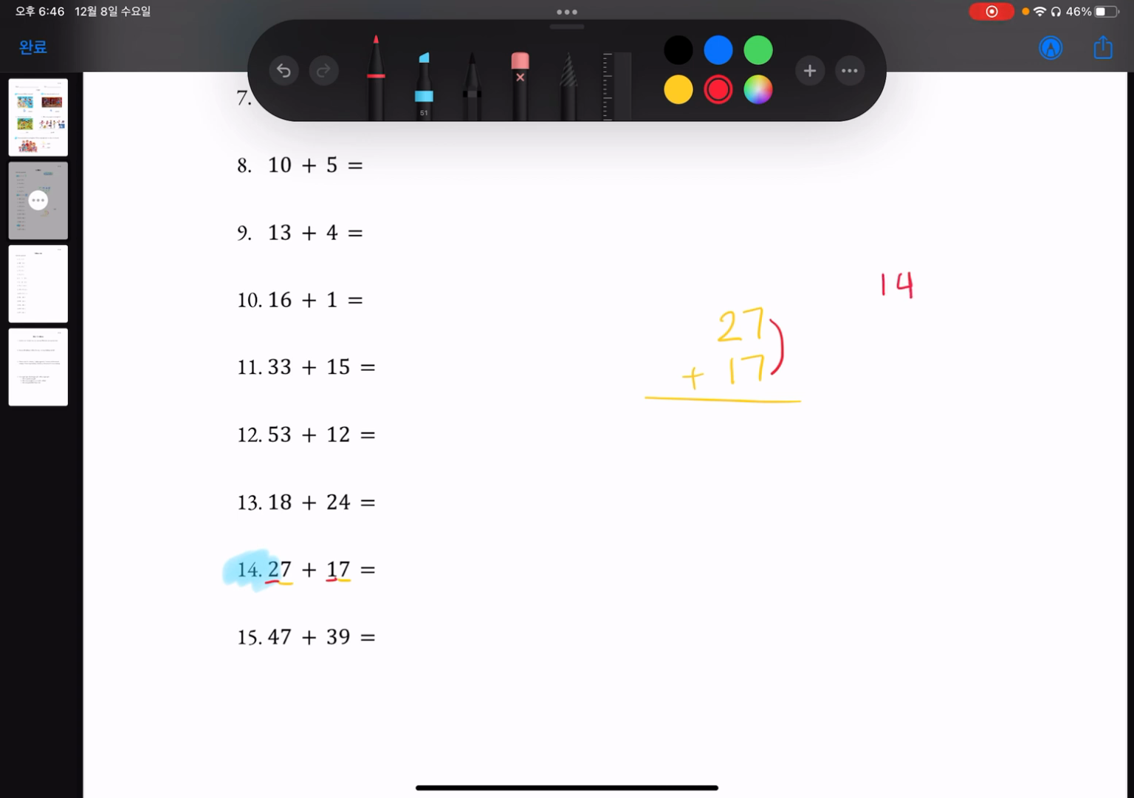So 1's place goes below the 1's place, and the 10's place, we'll have to put on top of the 2 to be added. So we'll now do 1 plus 2 plus 1. So we'll be adding 3 numbers. 1 plus 2 is equal to 3. 3 plus 1 is equal to 4. So the answer would be 44.